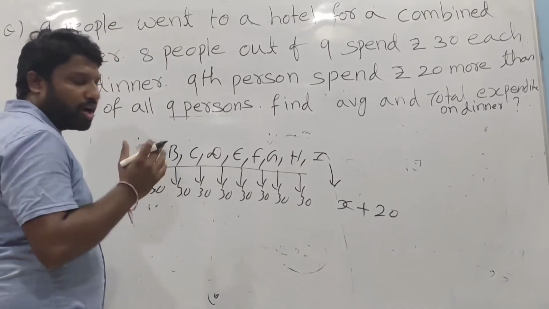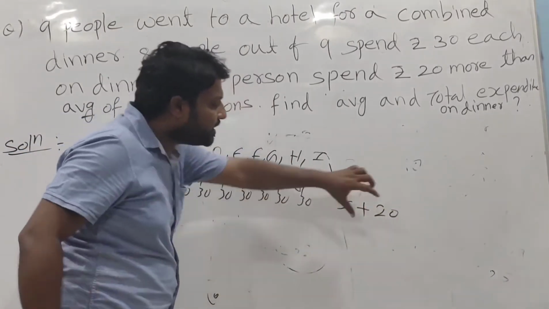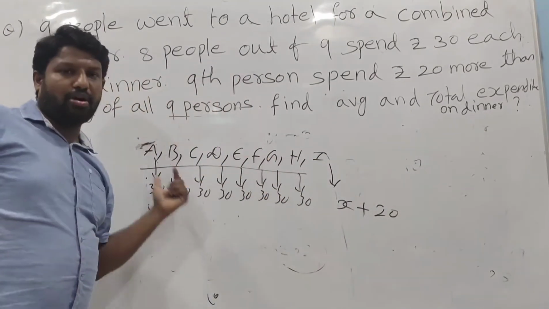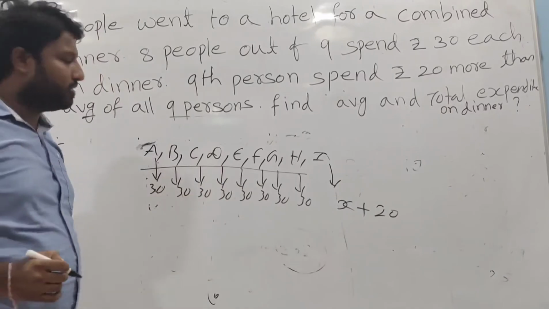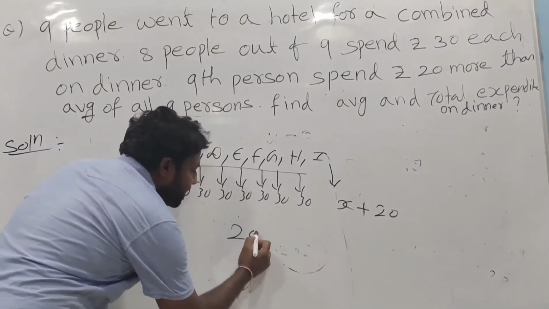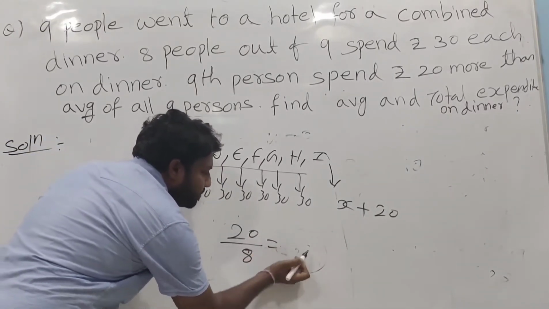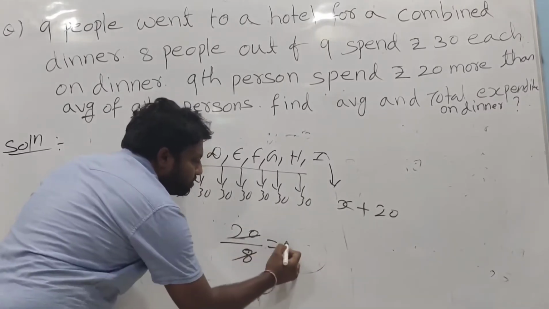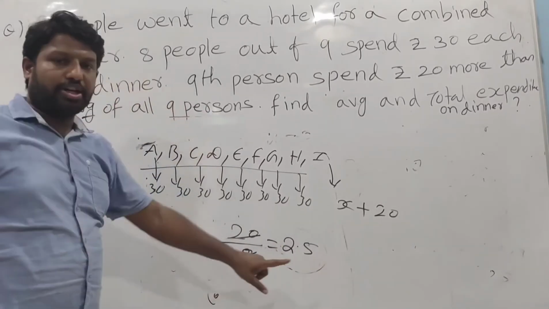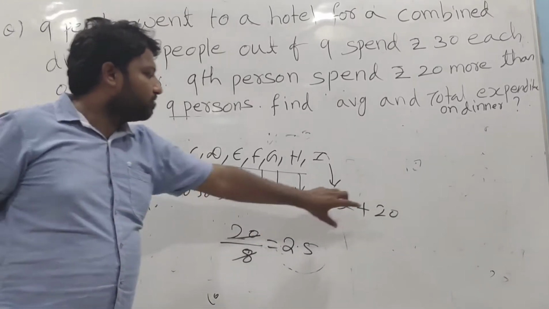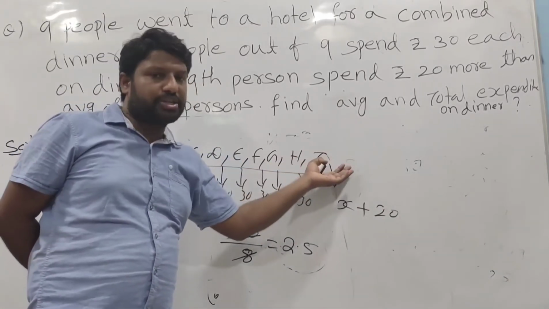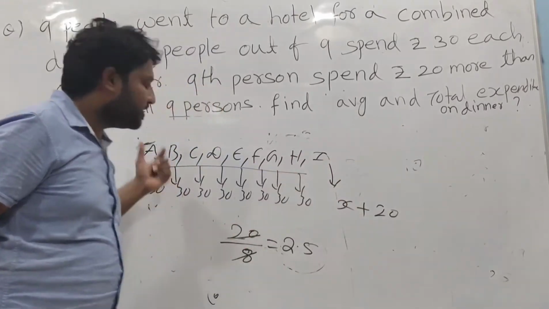So now what I will do is, I will assume this 20 rupees has been contributed by all these 8 people. How will they share? 20 divided by the total number of people, 8. So each person will share how much? 20 by 8, so 2.5. Each person will contribute an extra 2.5 rupees. Initially they have contributed 30 rupees.